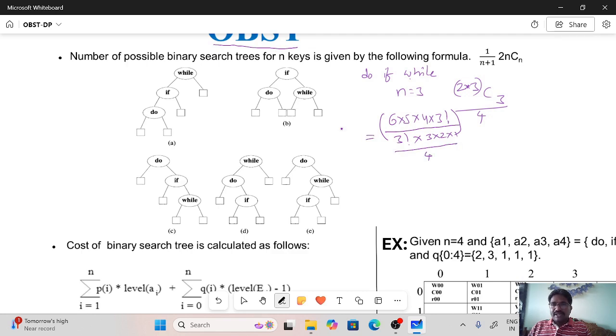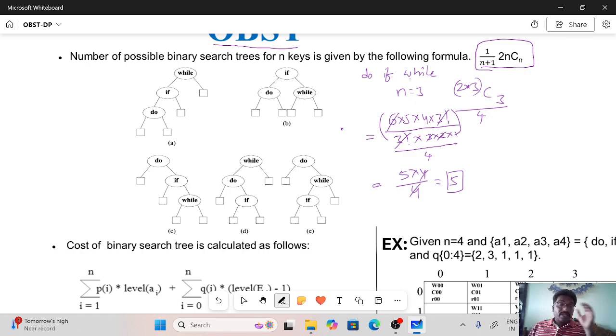So what does this mean? The 3 factorial cancels, and 3 into 2 is 6. This 6 we cancel. Nothing but 5 into 4 by 4. What value are we getting? 5. So this is the important formula. Remember, in competitive exams it is also asked: with n keys, how many binary search trees are possible to construct? 2n Cn by n plus 1. So for 3 keys we have 5 binary search trees.